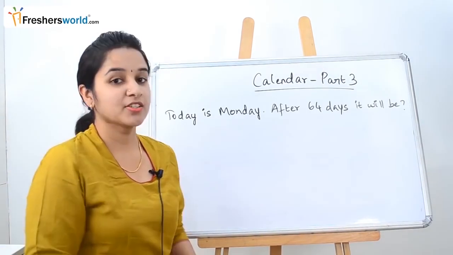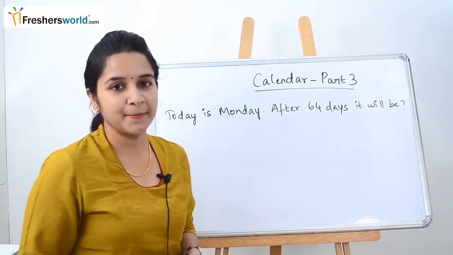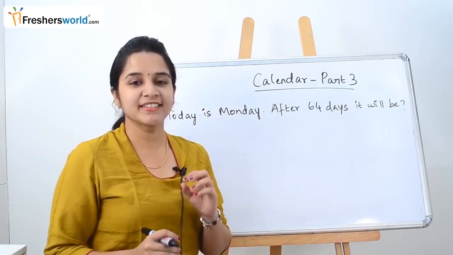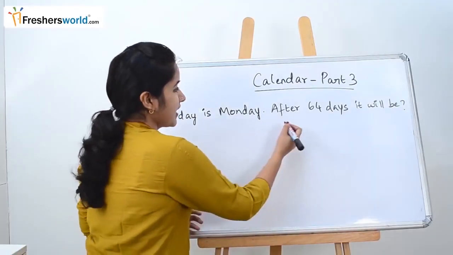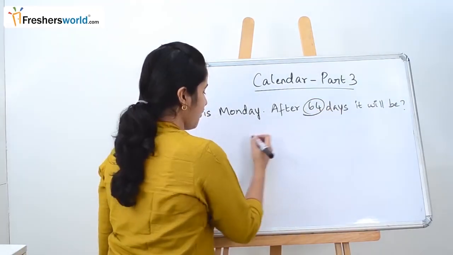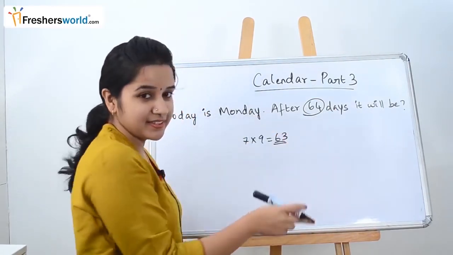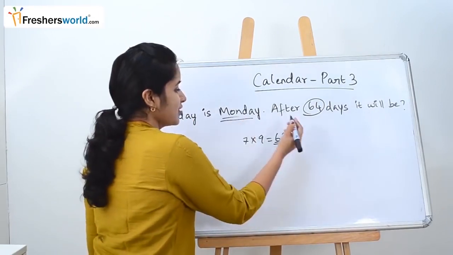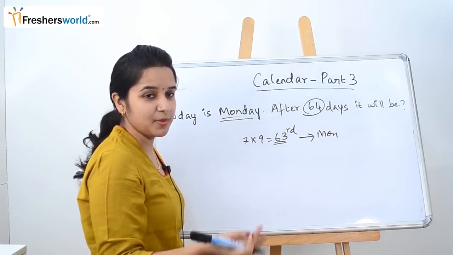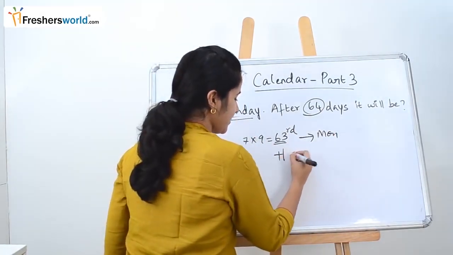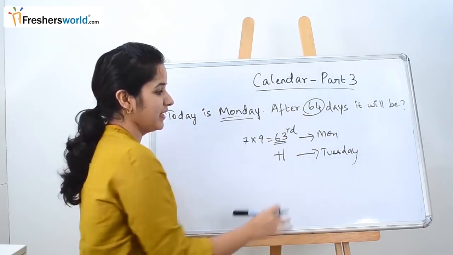Let's solve another problem. The next question that they have given is, today is Monday. After 64 days, what will it be? Generally, a week has 7 days, so you take the multiple of 7 which is closer to 64. We know that 7 nines are 63, so after 63 days also it will be Monday. So the 64th day is one day added to it, which is Tuesday.